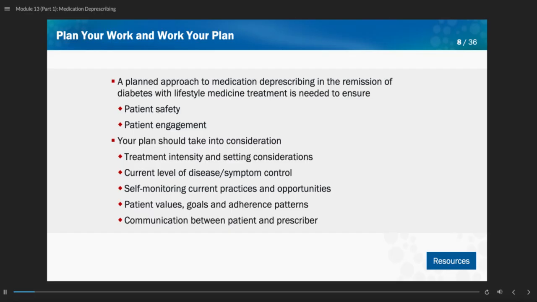In your planning for medication deprescribing, the various elements that must be taken into consideration are intended to reduce the risk of patient harm and to sustain patient engagement and lifestyle behavior changes. As an example, if your patient with diabetes has glucose levels that are currently well controlled with medication, the urgency to deprescribe medications to prevent hypoglycemia may be higher than in a patient with diabetes who has uncontrolled glucose levels. Knowing if the patient is actually taking his or her medications will also impact your deprescribing decisions. We will talk more about self-monitoring and the treatment intensity and setting considerations in just a few slides.